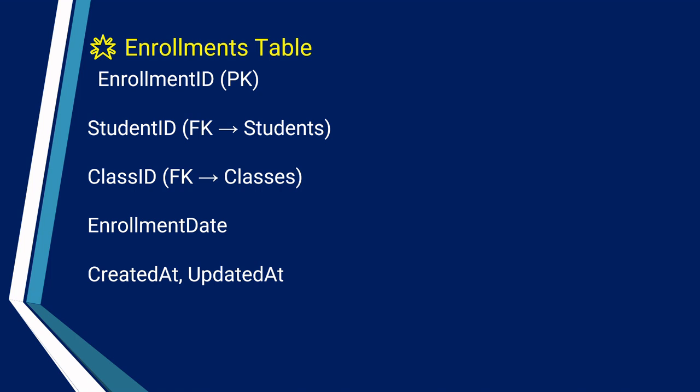The enrollments table connects students to the classes they are enrolled in. Enrollment ID is the primary key. Student ID and class ID are foreign keys linking to the students and classes tables. This table also tracks enrollment dates and timestamps.